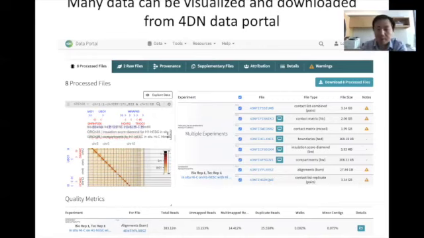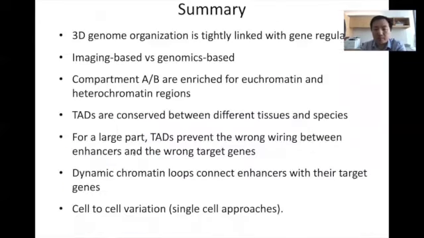All right, to summarize today's lecture, I know I gave you a lot of terminologies and a lot of technologies and concepts. This is something I think might be really important for your future research. 3D genome is really tightly linked with gene regulation, right? And currently there are two main approaches: imaging-based versus genomics-based. And even for the genomics-based, there are ligation-based technologies, the different C technologies, versus non-ligation-based technologies.